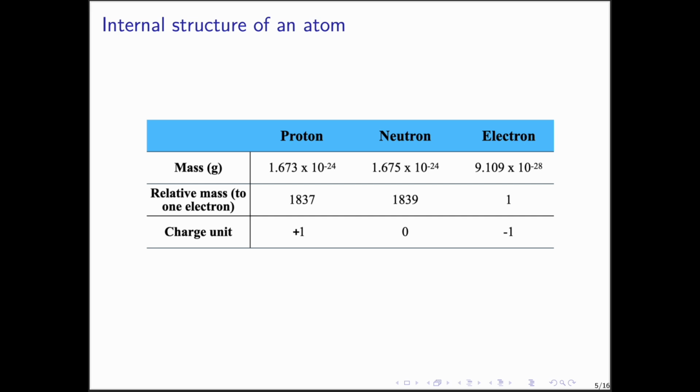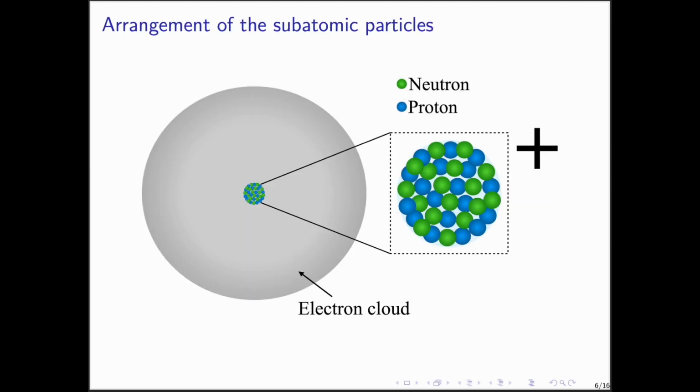Now, how the subatomic particles are arranged in an atom. All protons and neutrons are found at the center of the atom in a tiny region called the nucleus. The nucleus is extremely dense and positively charged because of the protons it contains. Almost all the mass of an atom, over 99.9%, is concentrated in the nucleus. The electrons move rapidly around the nucleus, forming what we call the electron cloud, which determines the atom's overall size.